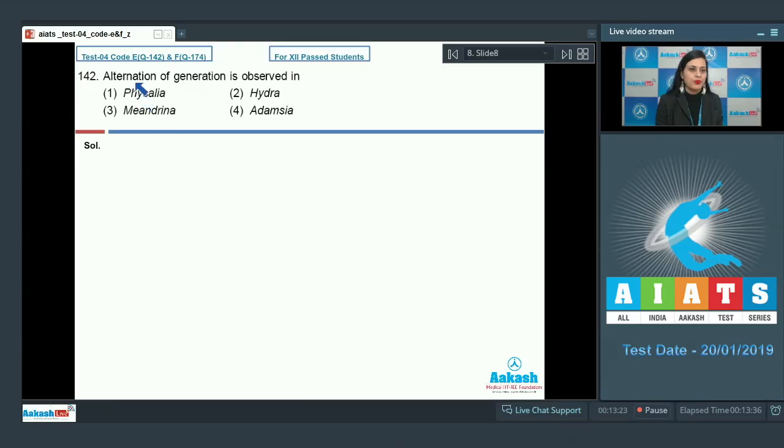Question number 142. Alternation of generation is observed in, and the options are Physalia, Hydra, Meandrina, and Adamsia. The correct answer to this question is option number 1, Physalia, commonly known as Portuguese men of war. This coelenterate Physalia exhibits alternation of generation as it exists in both forms, polyp as well as medusa form. So this is a correct answer to our question.